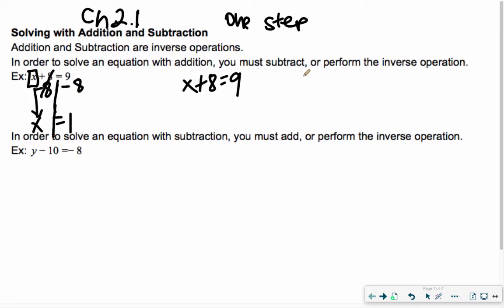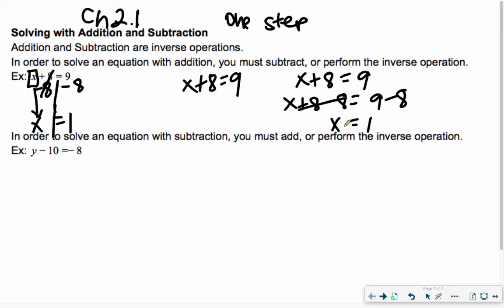Another way you could have written this, or you might see it solved like this sometime, is like this. So here you can see I did minus 8 and minus 8. I did it on both sides. Well, what's 8 minus 8? 0. 9 minus 8 is 1. So x equals 1. Okay, so it's the same thing, just written differently. I would like to see you do it like this, but I just want you to see what it would look like if you see someone else teach it a different way.